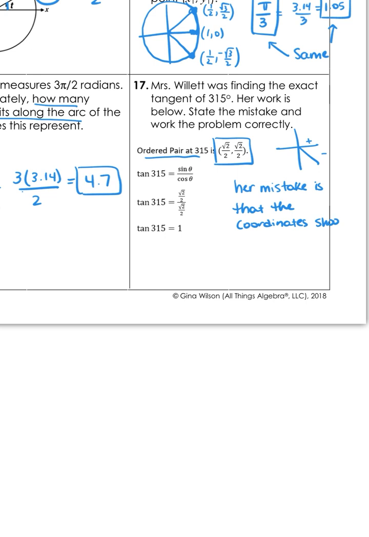should be square root of 2 over 2, negative square root of 2 over 2. So that is where her mistake is. And so if she does sine over cosine, what she should have is negative square root of 2 over 2 divided by positive square root of 2 over 2. So her tangent should be negative 1.